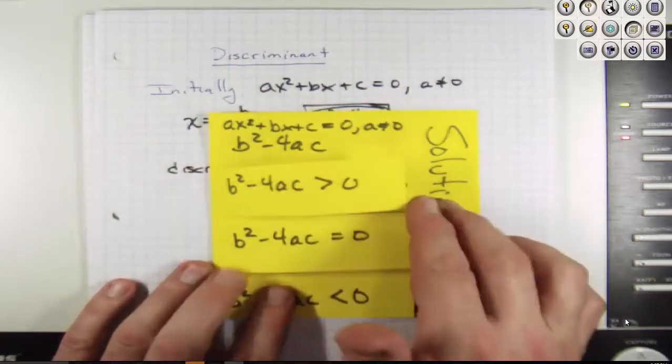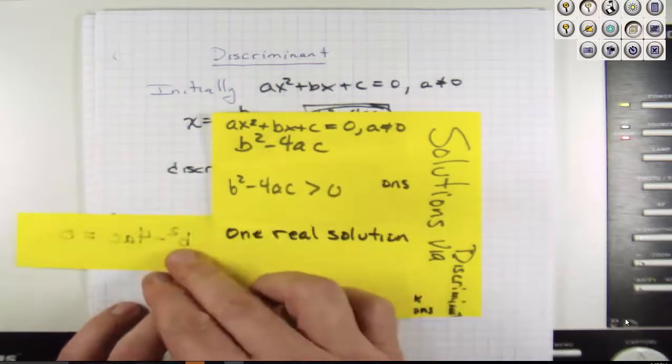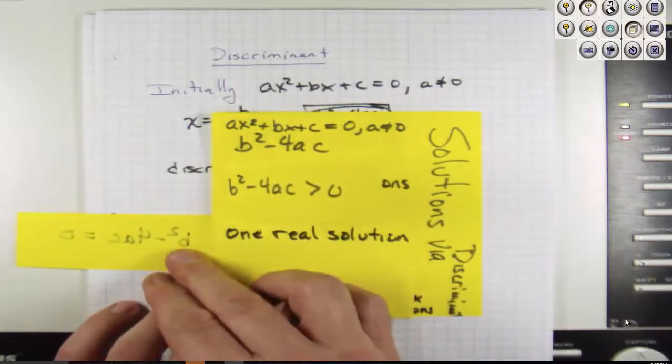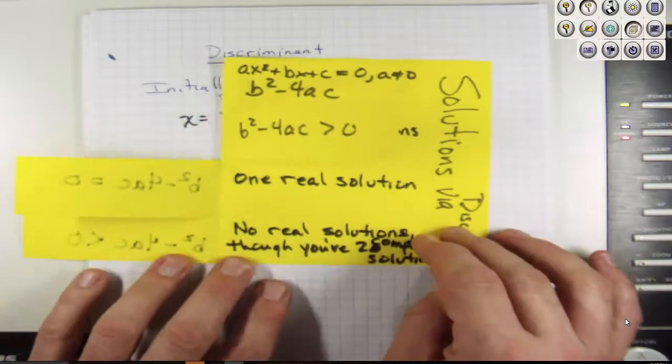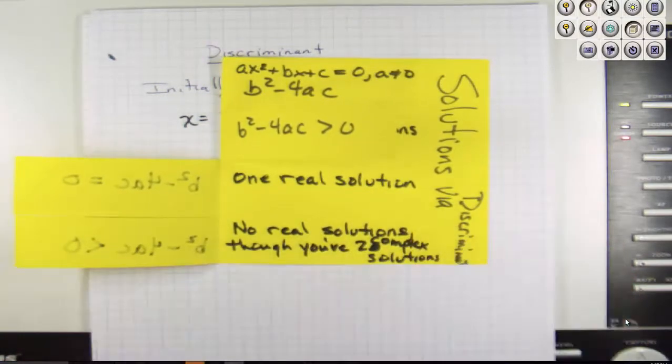The discriminant is 0. Well, what's that mean? You have one real solution. Or the discriminant is negative. You have no real solutions, but you have two complex solutions. Now look, I would make this foldable.